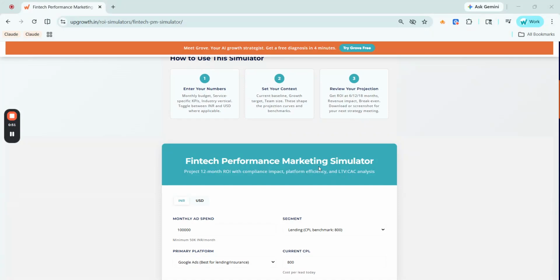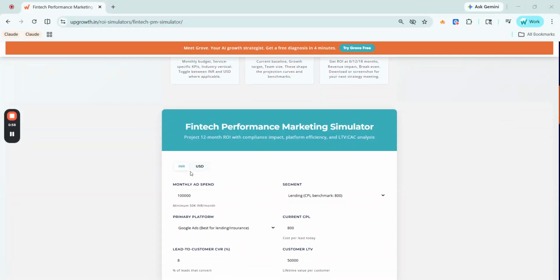So, we have 7 inputs to be entered. Let us go through each one. First, set your currency to INR or USD. Then, monthly ad spend is your paid marketing budget each month. The minimum is 50,000 for meaningful fintech projections. I have entered 1 lakh.